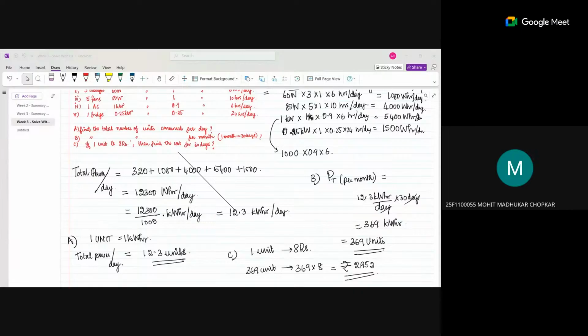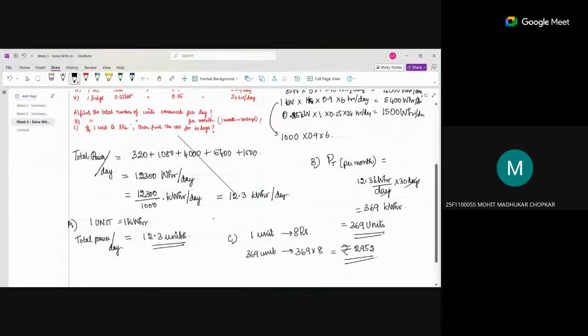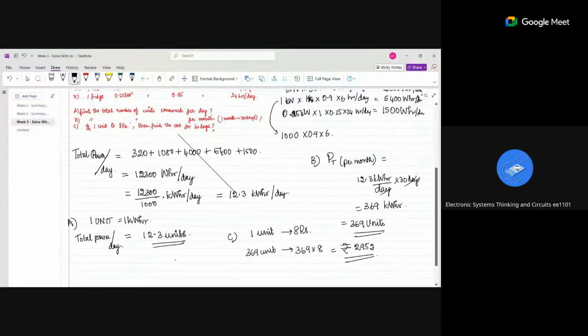How can we convert 1 unit into joule? Can we convert that? Okay, you want to convert?